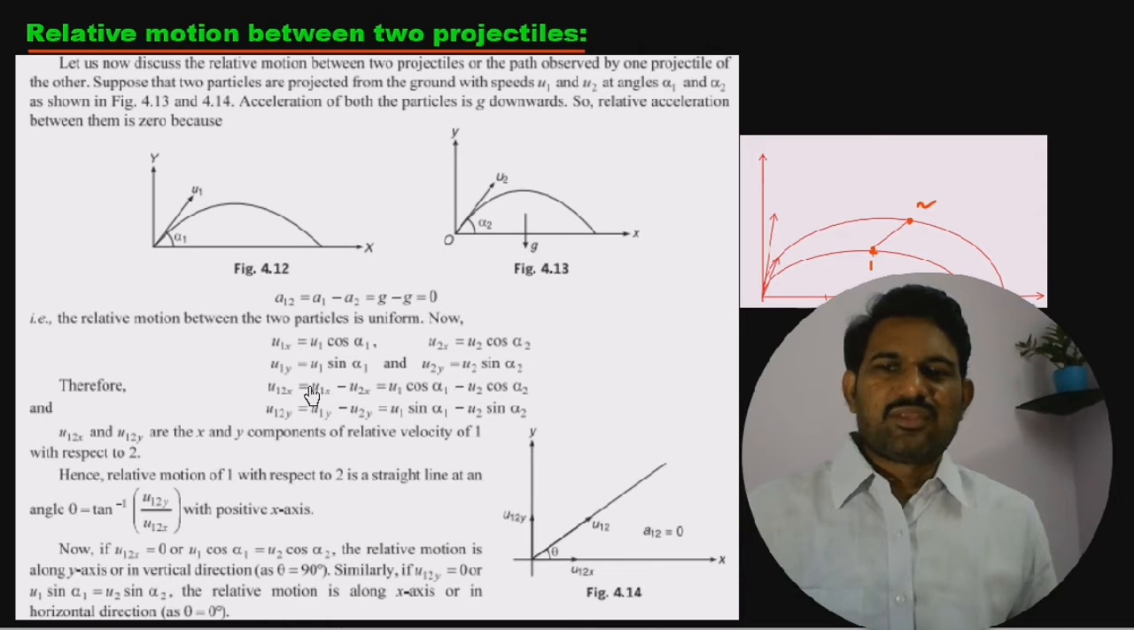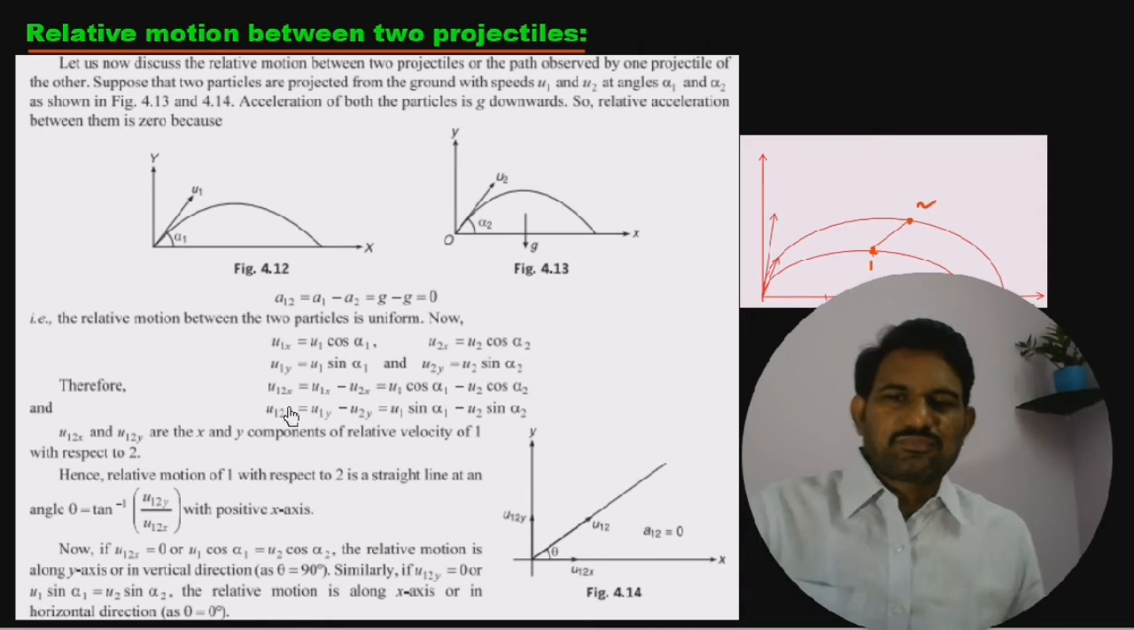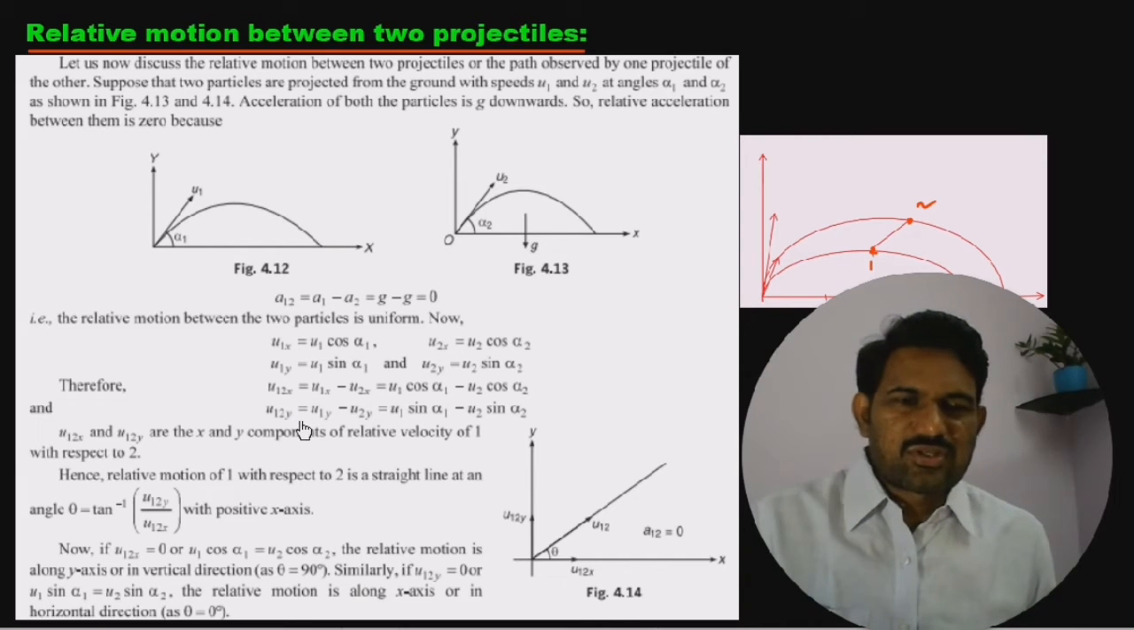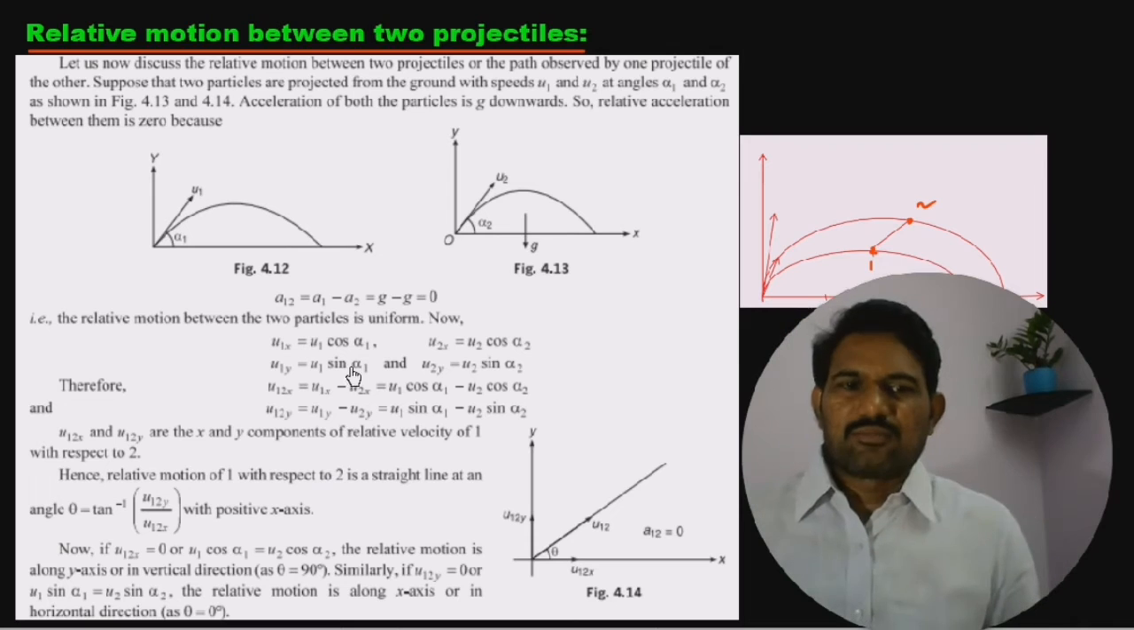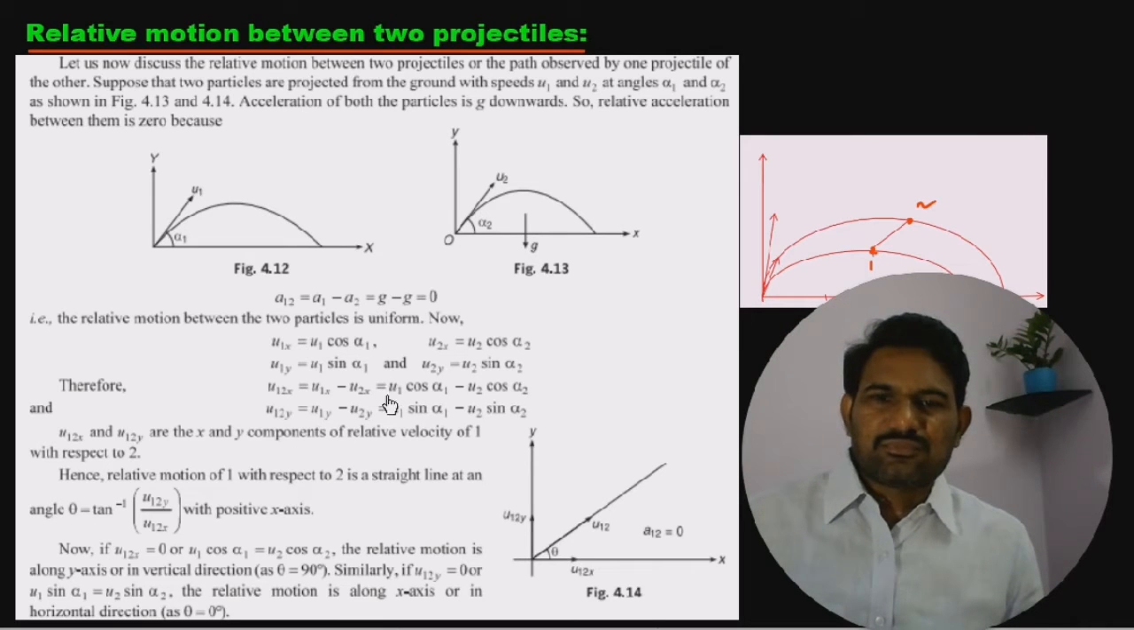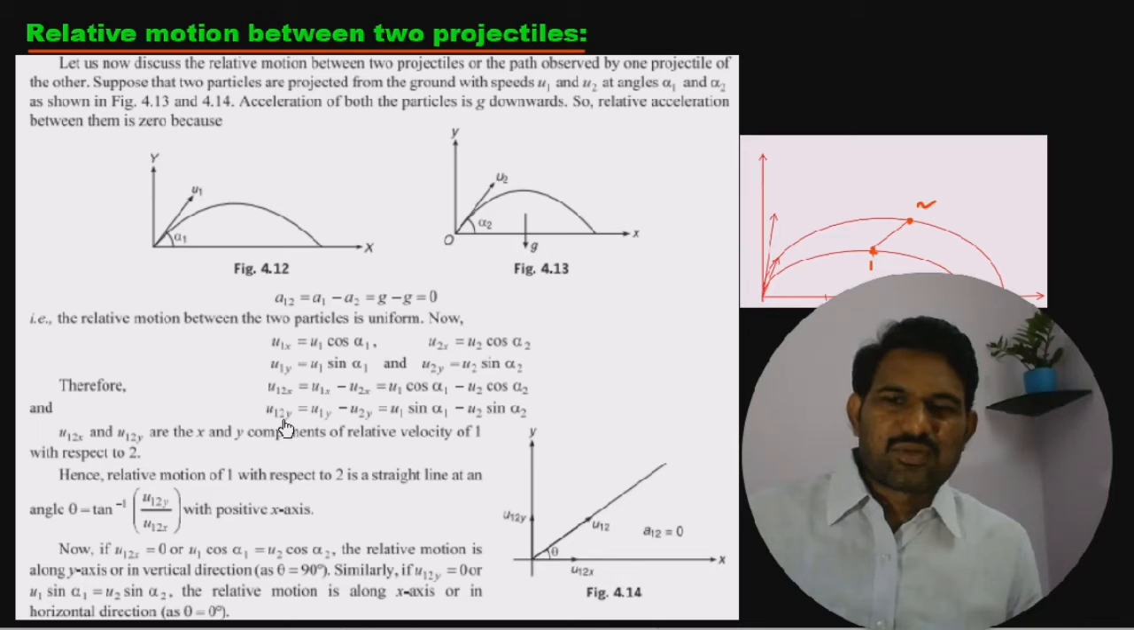Now let us write the relative velocity along the horizontal direction. You can write this as u1x minus u2x, therefore this value is u1 cos alpha 1 minus u2 cos alpha 2. Similarly, the relative velocity along the y direction is u1y minus u2y, therefore this is u1 sin alpha 1 minus u2 sin alpha 2.